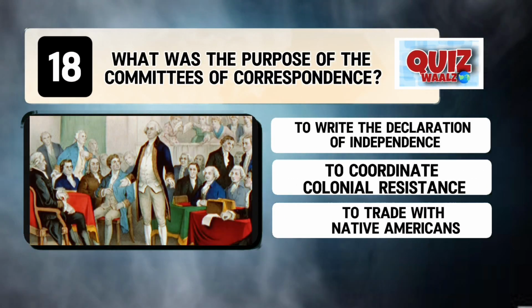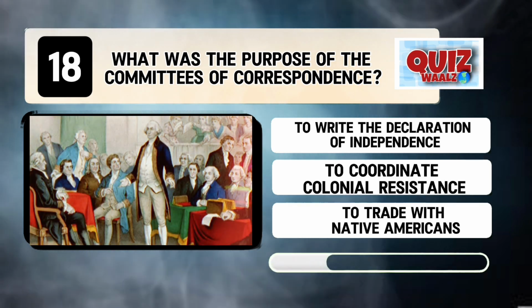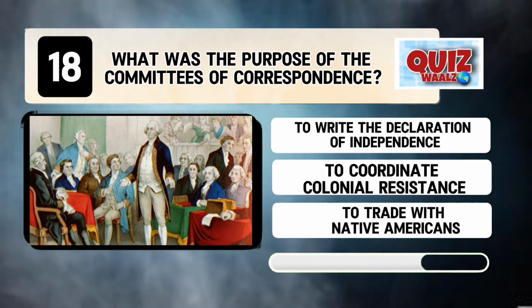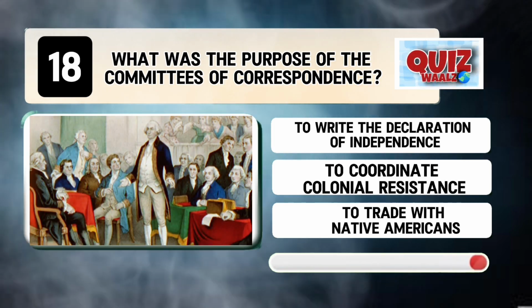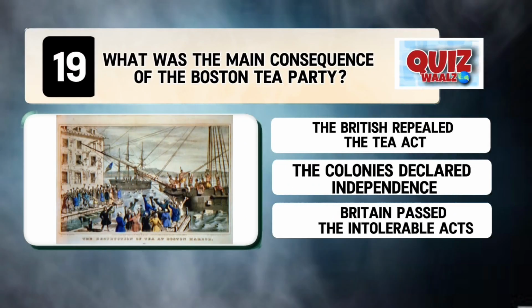Question 18. What was the purpose of the Committees of Correspondence? A. To write the Declaration of Independence, B. To coordinate colonial resistance, C. To trade with Native Americans. To coordinate colonial resistance.